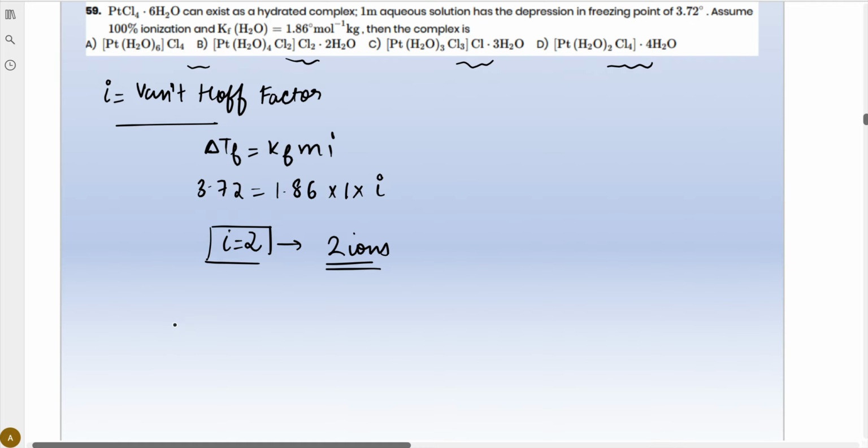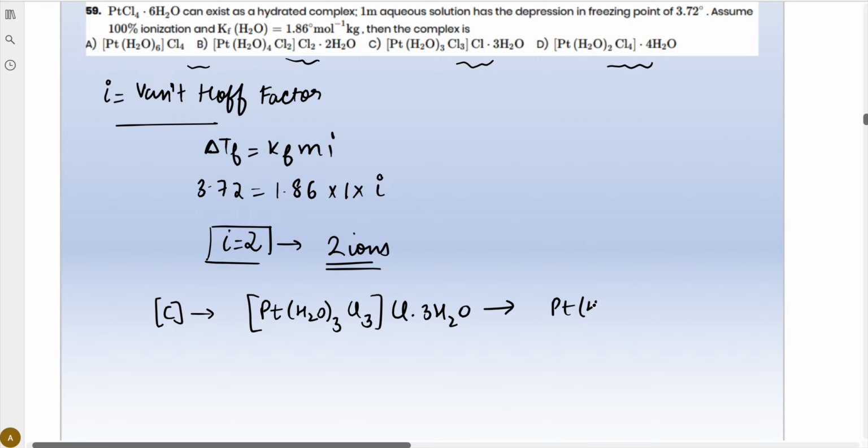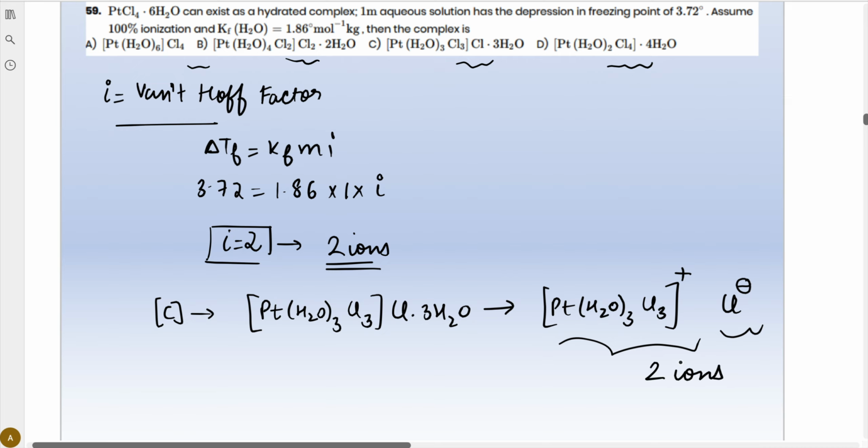Two ions will be obtained in which option? C. See, in PtCl3... 3 Cl are inside this coordination sphere, and this Cl with 3 H2O. If I dissolve this salt in water, we cannot break this coordination sphere, and it will stay like this only, and only one ion will be Cl minus, and the other will be positive. So in total we have only 2 ions, meaning the van't Hoff factor here should be 2. So the correct answer should be option C.